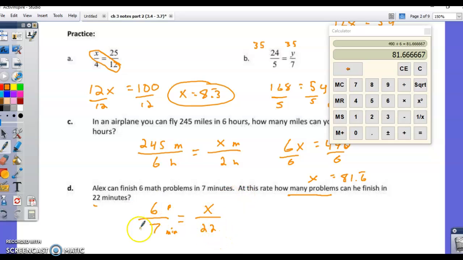And then we set up our cross multiplication, so 7 times x equals 6 times 22, that gives us 132. And then, of course, we divide by 7 to get x by itself. So how many problems can we finish? I'm dividing this by 7, 18.85. So at that rate of 6 math problems in 7 minutes, in 22 minutes he should be able to finish 18.85, so almost 19 problems. All right, so the setup on these is pretty crucial, but once you get the setup, hopefully that cross multiplying is pretty straightforward.